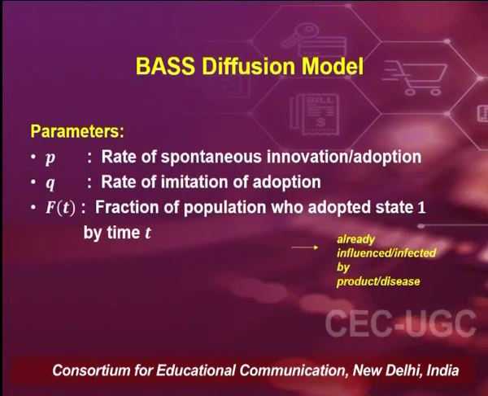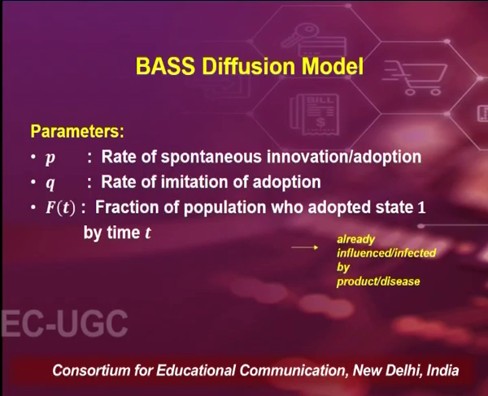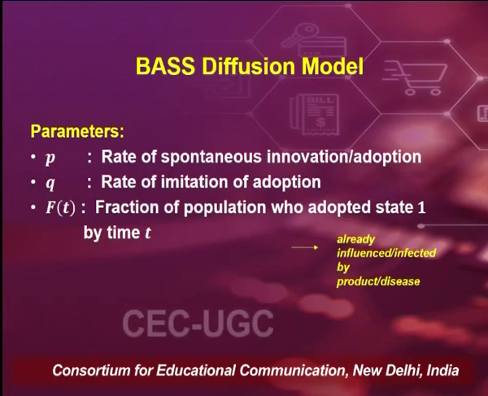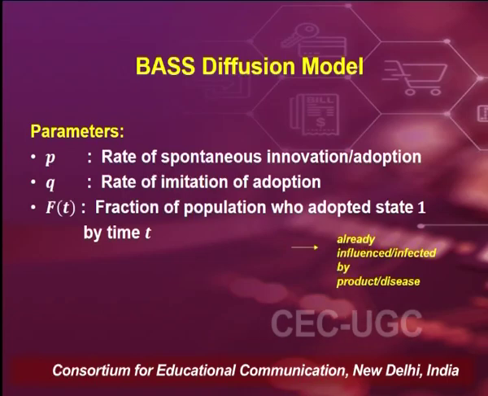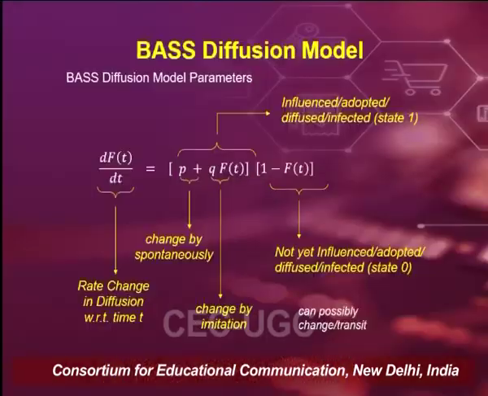F of t is the fraction of the population who adopted state 1, that is the final state of course in our case, by the end of time t. So if we want to know, after a time t has elapsed, how many people or what fraction of the population has actually shifted from state 0 to state 1. So, with these three parameters, we have the Bass diffusion model, which looks like this.